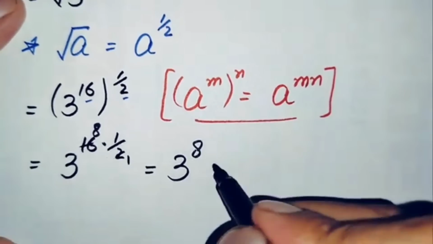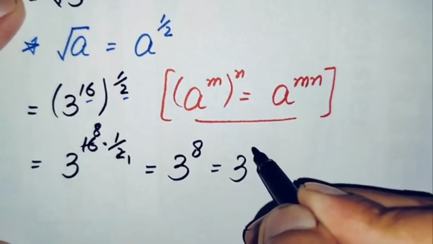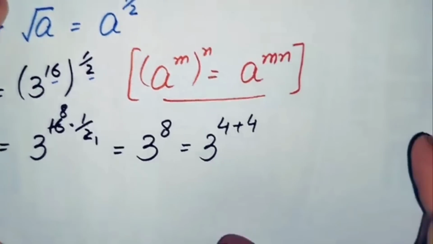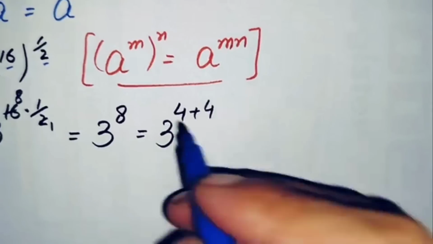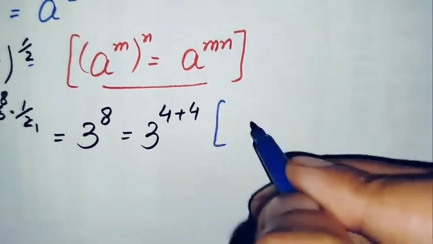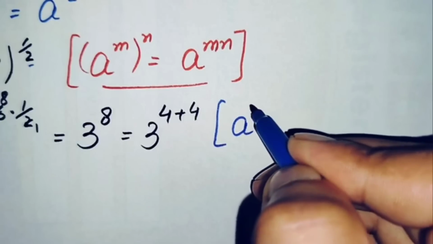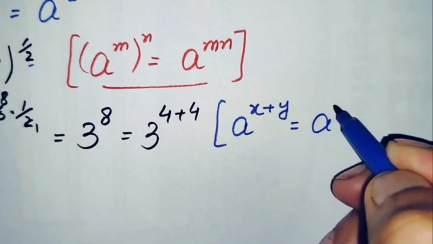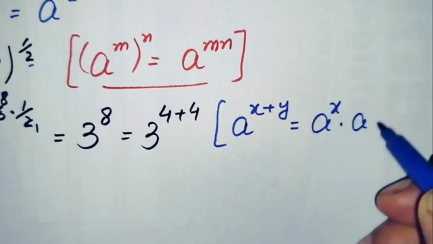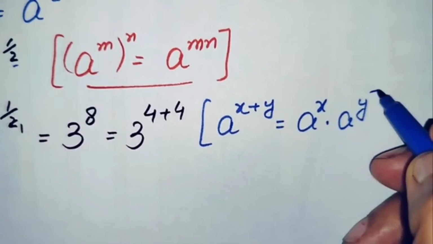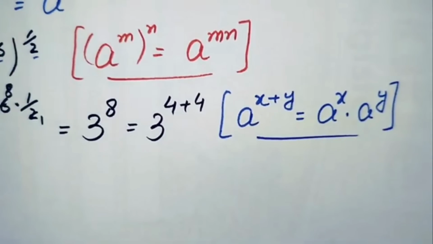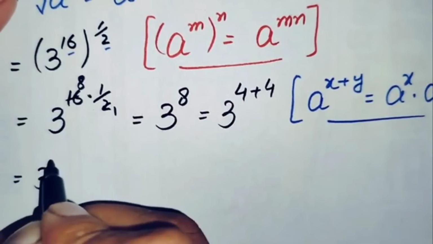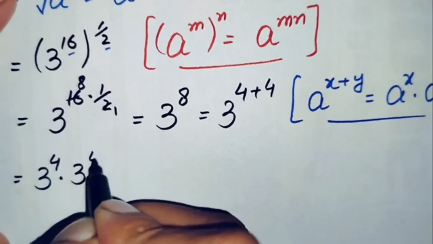Now next we can write this 3 raised to power 8 as 8 can be written as 4 plus 4. Now here we will use another exponential math property, and we will spread these powers over this base 3. A raised to power x plus y for any two numbers x and y can be written as a raised to power x times a raised to power y. So using this exponential property, this number will become 3 raised to power 4 times 3 raised to power 4.